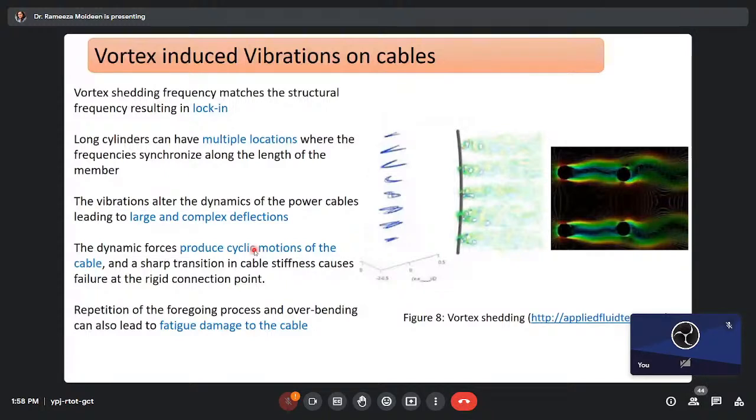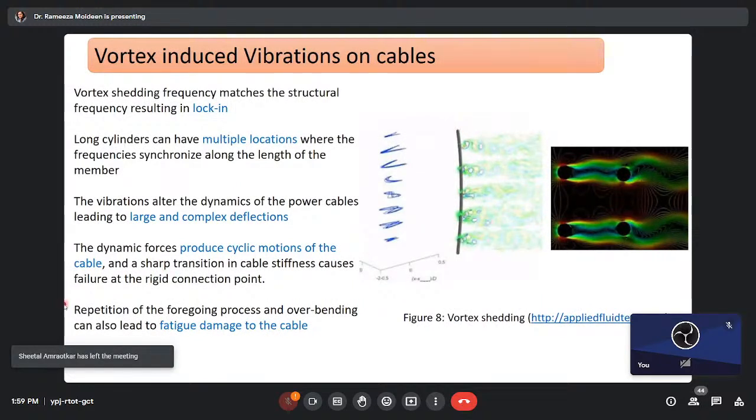Coming to this, with vortex induced vibration we can see how the vortices are shed from the flexible cable, and if this frequency matches the natural frequency, then it will result in lock-in. Long cylinders can have multiple locations where the frequencies synchronize along the length of the member. So this is how the mode shapes vary along the length of the member. We can see that the cable moves like a figure eight. It is going to and fro in a cyclic motion, like this. So this will definitely break it from the hang off point.